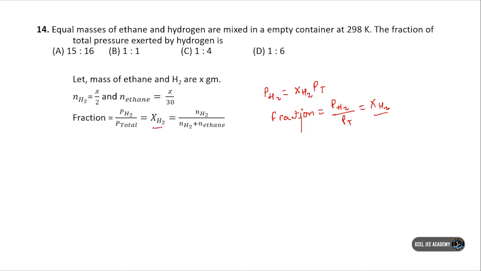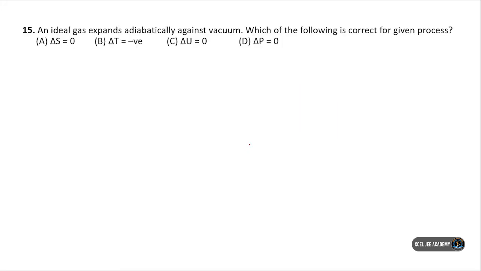So for the mole fraction of hydrogen we have the number of moles of hydrogen divided by the total number of moles, which is equal to x by 2 divided by x by 2 plus x by 30. On evaluation, that will give the value of 15 by 16. So the answer is option number A. Moving on to the next question.